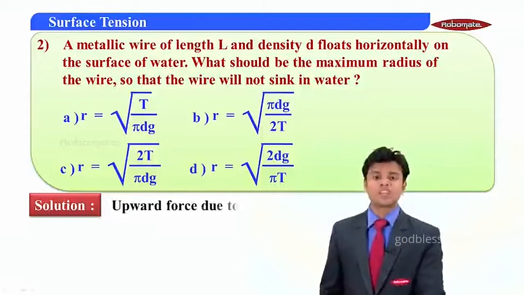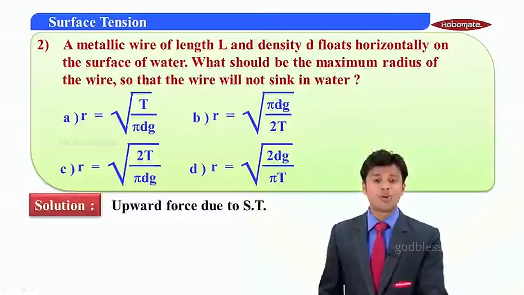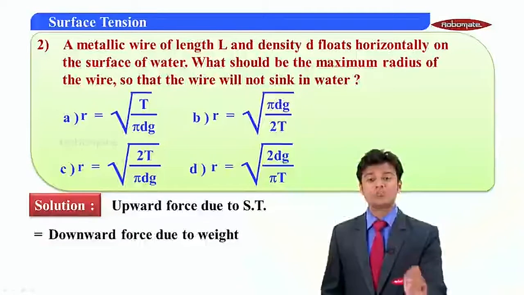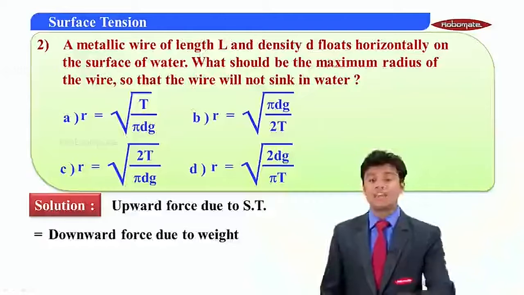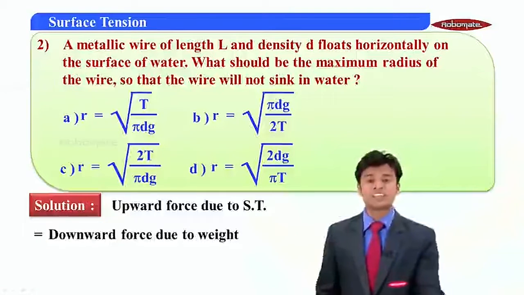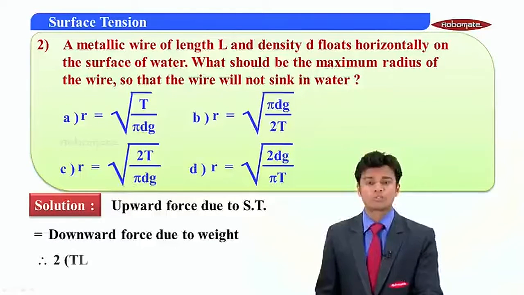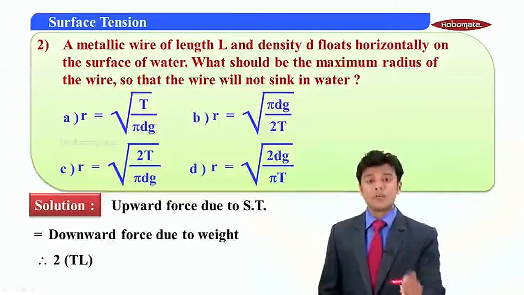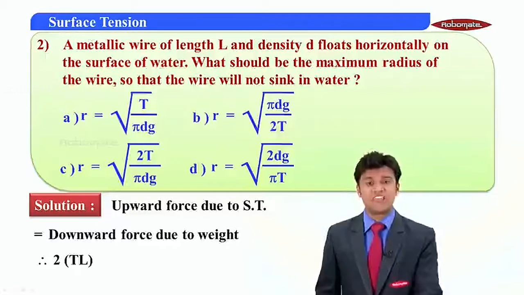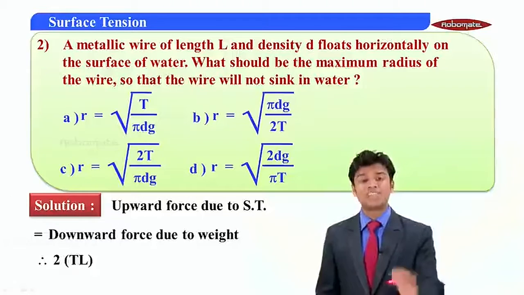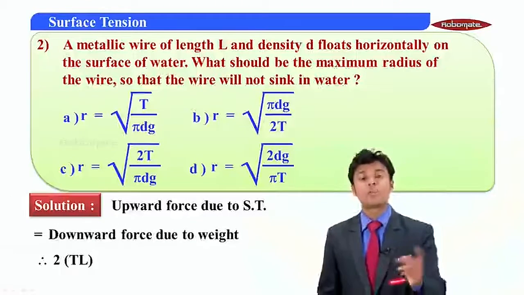Now, if we talk about the solution, I can say that the upward force due to surface tension is equal to the downward force due to weight, and only when this equation is satisfied will the wire be able to float because of surface tension. Now class, the upward force because of surface tension, that is F, is equal to T into L into 2, because the wire is getting pulled by the free surface from both sides.